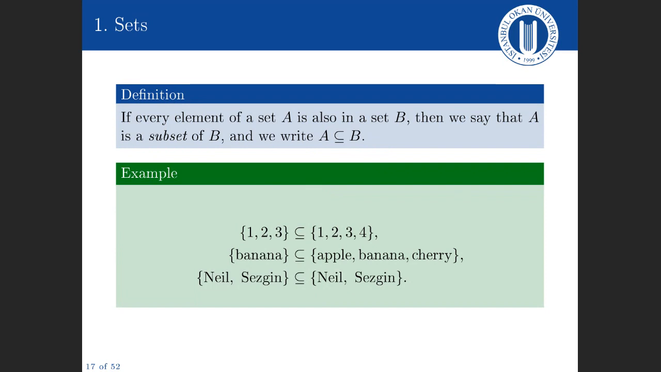The set containing banana is a subset of apple, banana, cherry, and the set containing N, E, I, and L is a subset of the set containing N, E, I, and L, because N is in the right set, E is in the right set, and so on. As you can imagine, this bottom part of the symbol means is a subset of or is equal to.